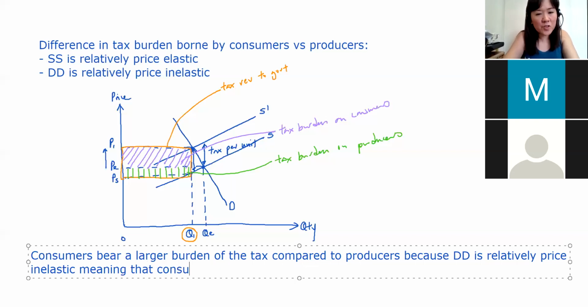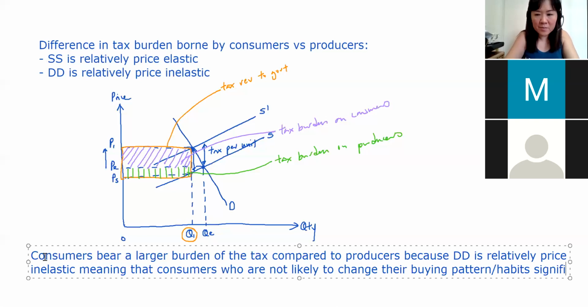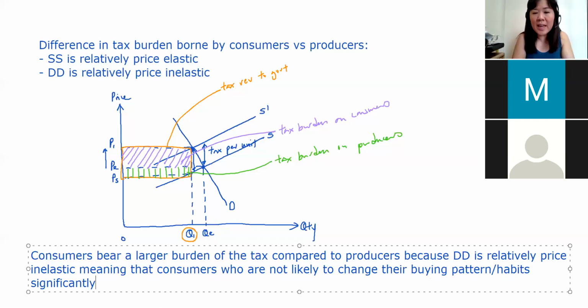Meaning that the consumers are the ones who are not likely to change their buying pattern or their buying habits significantly. There's not going to be a significant change in their buying habits, as opposed to producers, where the supply is relatively price elastic, which basically makes them more responsive to price changes. Understand? If they are responsive to price changes, it means they are very responsive to changing their selling pattern. So consumers are not likely to change their buying pattern significantly.